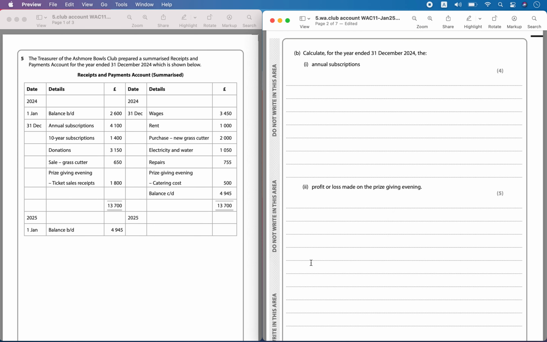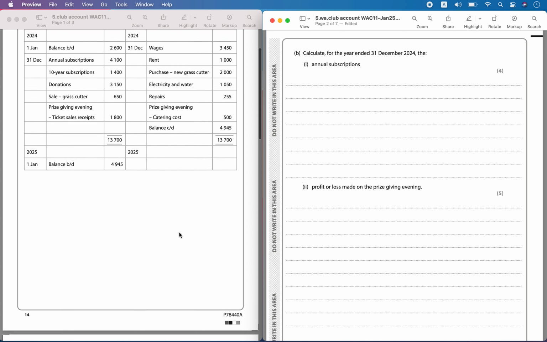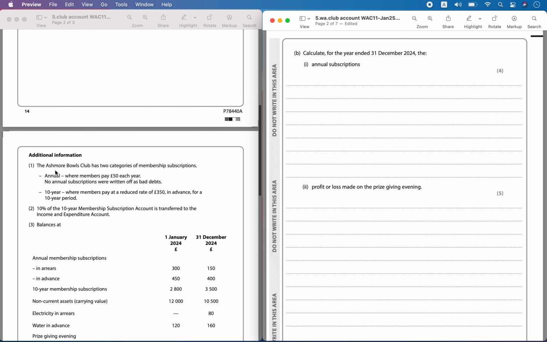Hello, today we are going to solve Jan 2025 paper question number 5. The treasurer of Ashmore Bowls Club prepared a summarized receipt and payments account for the year ended 31st December 2024, which is shown below. They are given receipt and payments account summarized. And then additional information is given.